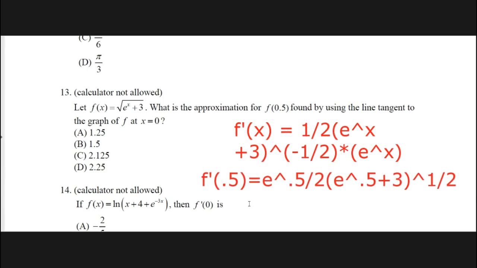And then I need to plug in and find my equation of a line. So linear approximation, or L of 0.5 is equal to plugging in 0.5 to your original.